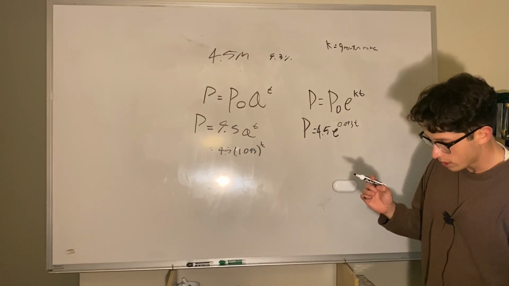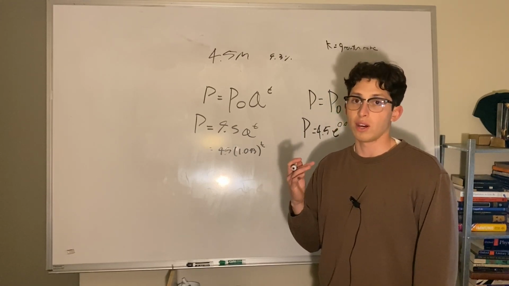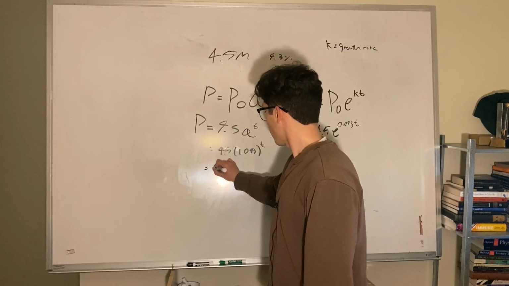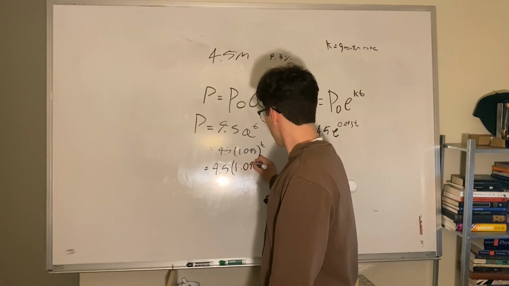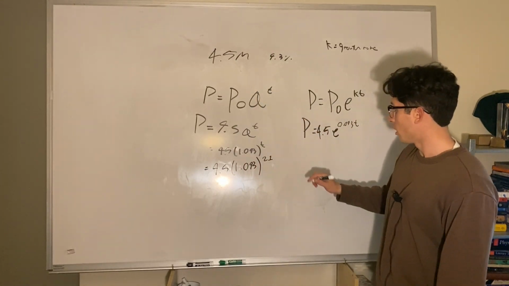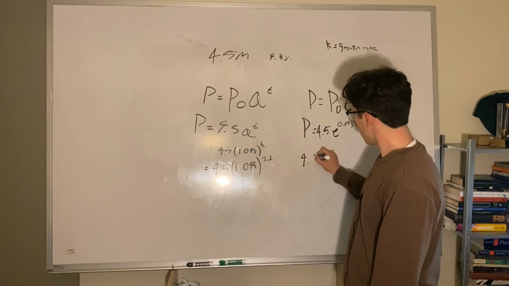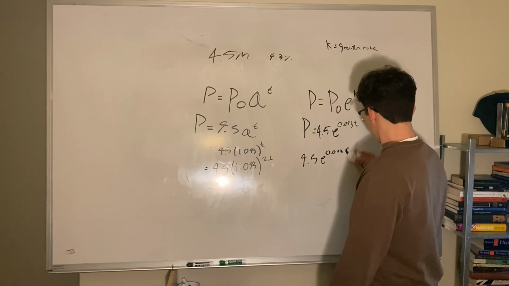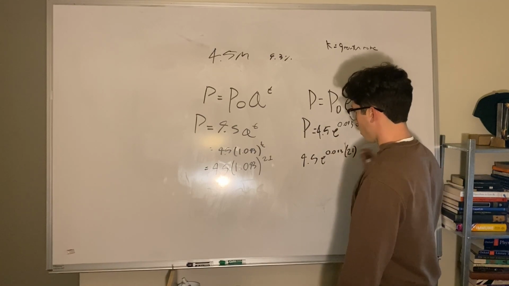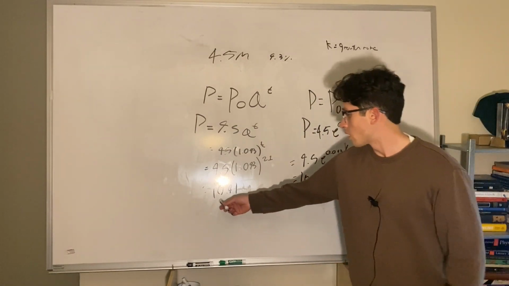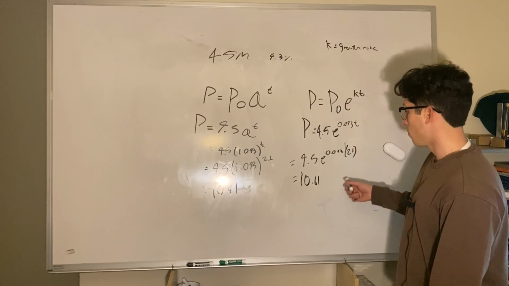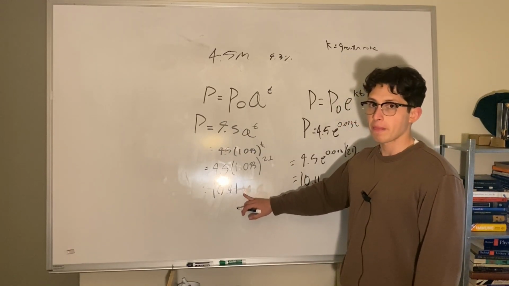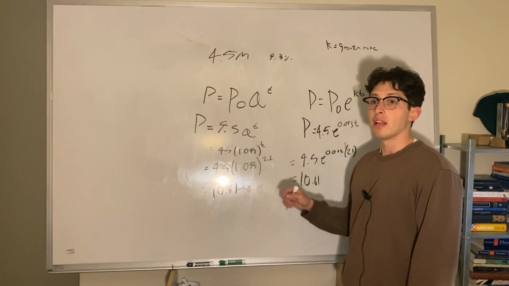Now, we said that it was between 2004 and 2025, right? Which is 21 years. Therefore, let's plug 21 years in for t. And let's do the same with the continuous one. And we get 10.41 million and 10.61 million.